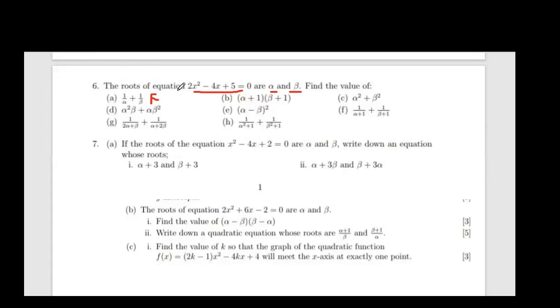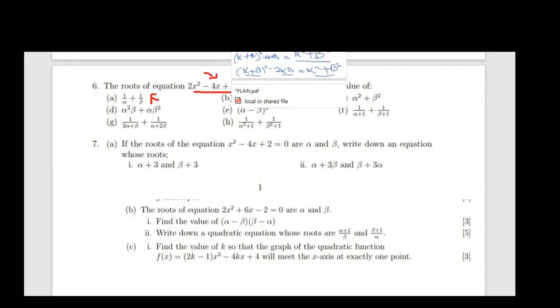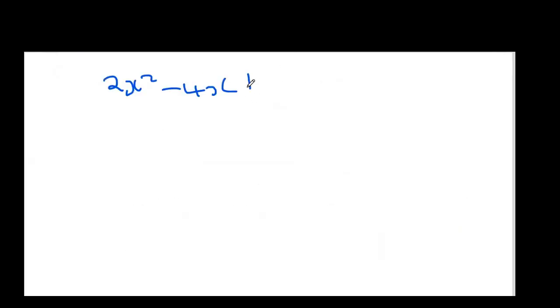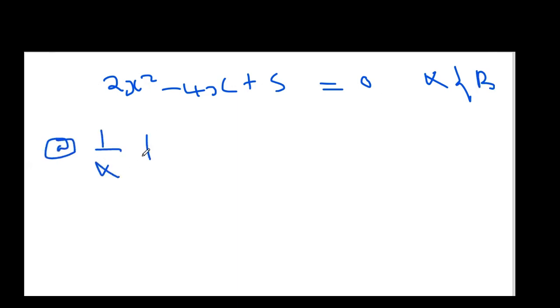So let's find that using this equation here. What do we have there? We have 2x squared minus 4x plus 5 equals 0. And then they're saying the roots of this quadratic equation are alpha and beta. Find the value of 1 over alpha plus 1 over beta there.